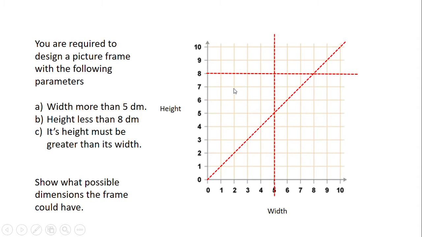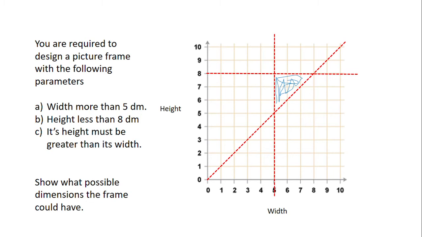So for example here, this point here is 2, 7. There the height is greater than the width. So what we want is anywhere on this side of the width equals 5 line, so anywhere here, anywhere below the height equals 8, so anywhere there, but also anywhere above this line over here where the height is greater than its width. So actually, this is the region we want. You can pause the video and check any point there meets all 3 of the parameters.